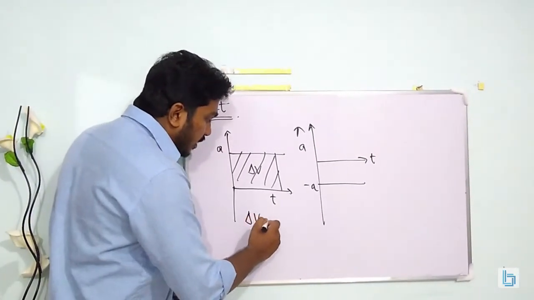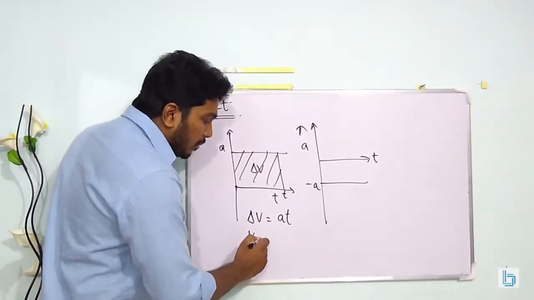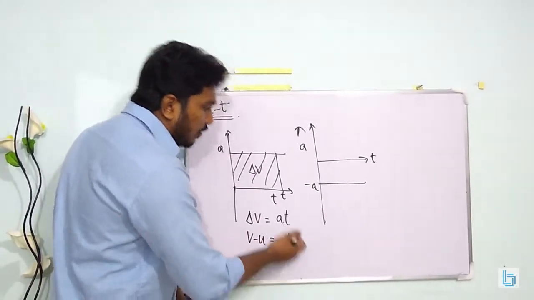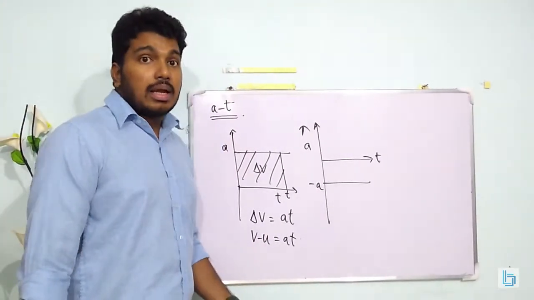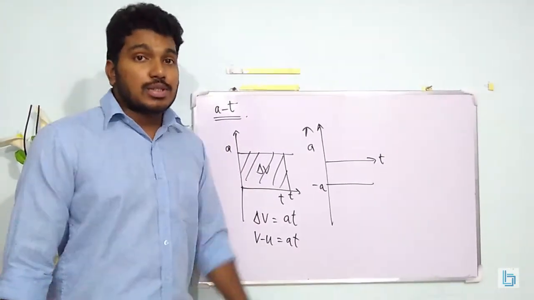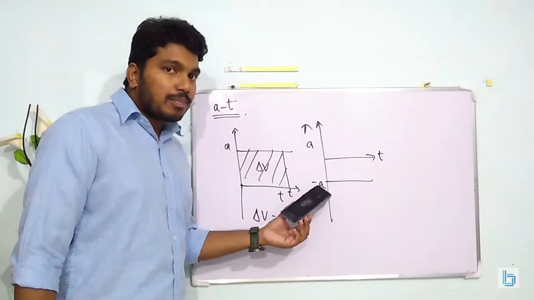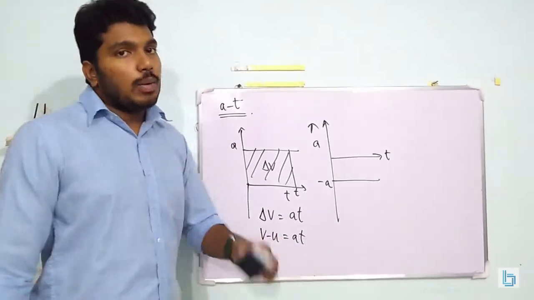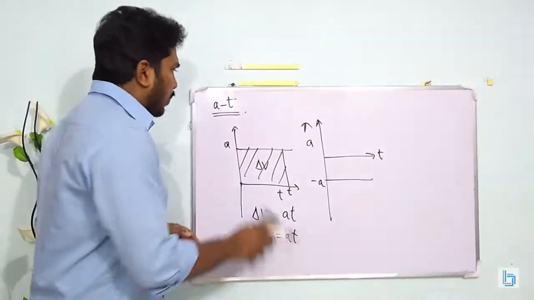So change in velocity is actually equal to AT. Suppose this is A and this is T, AT, or V minus U is equal to AT from here. So from the graphical method also we can deduce the equations of motion. Okay, so the area under the a-t graph gives you change in velocity. So the three basic graphs I have taught you now.